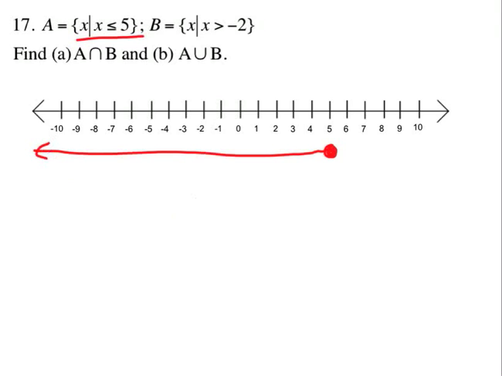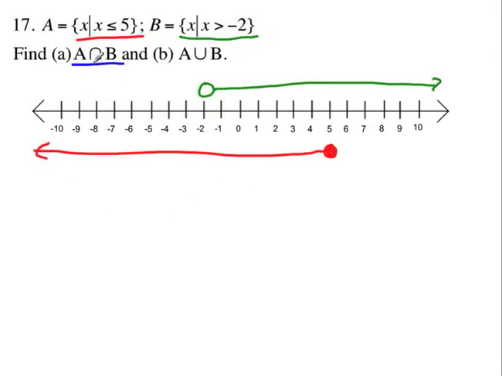Now, we have green. So x is greater than -2, but it's not equal to, it's just strictly greater than, sorry. So that's going to look like this. Now, these are the two questions. Number one, A intersect B.